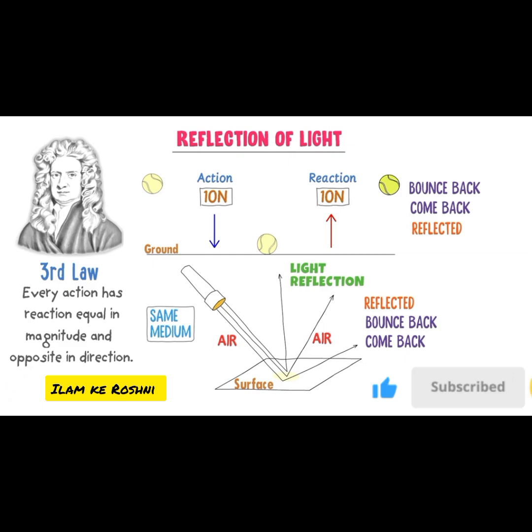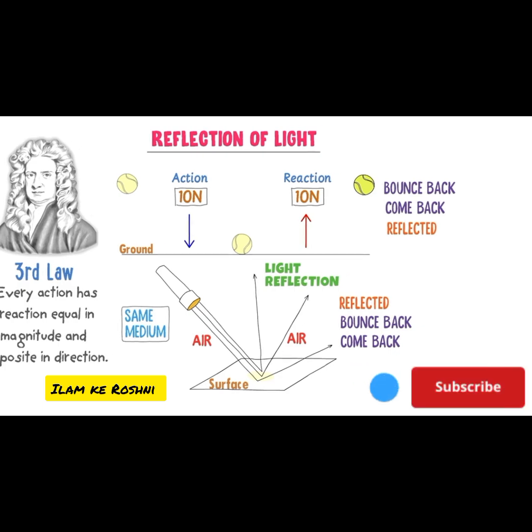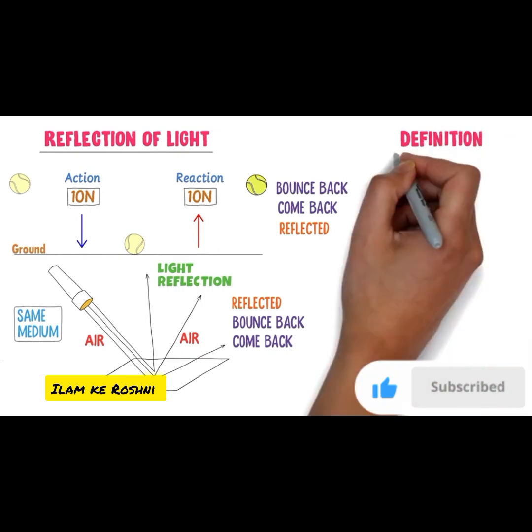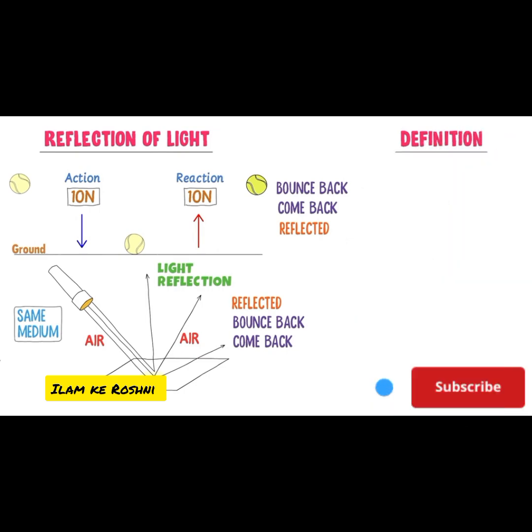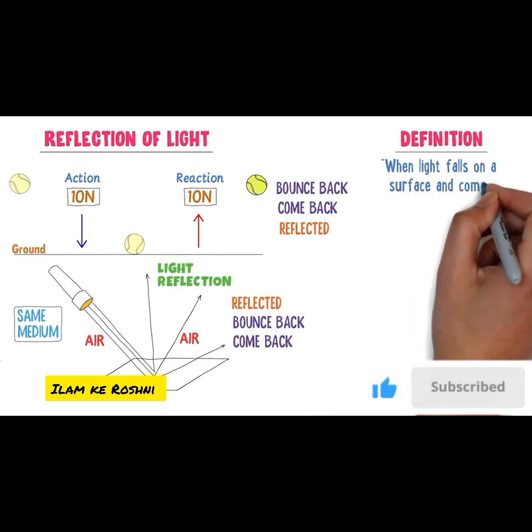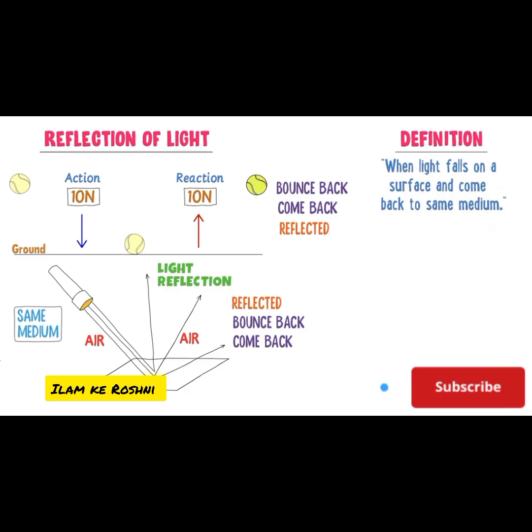Therefore, remember that when a ball hits the ground or any surface, it is reflected. Similarly, when a light ray hits the ground or any surface, it is reflected. Now, what is the easy definition of reflection? Well, when light falls on a surface and comes back into the same medium, it is called reflection of light.